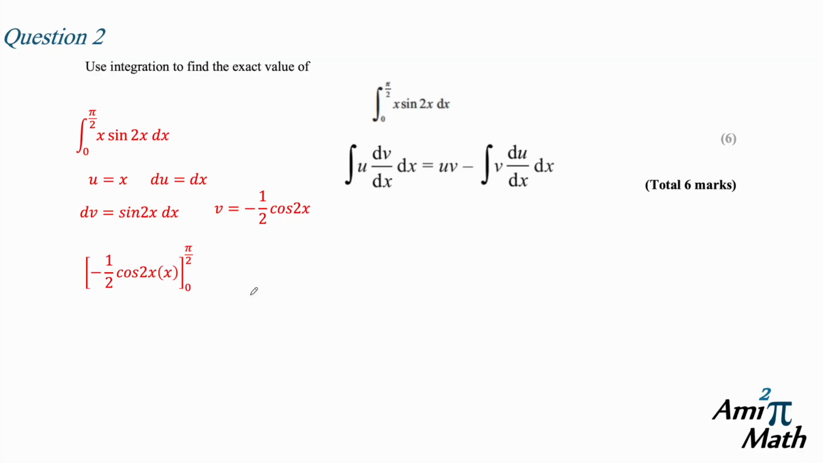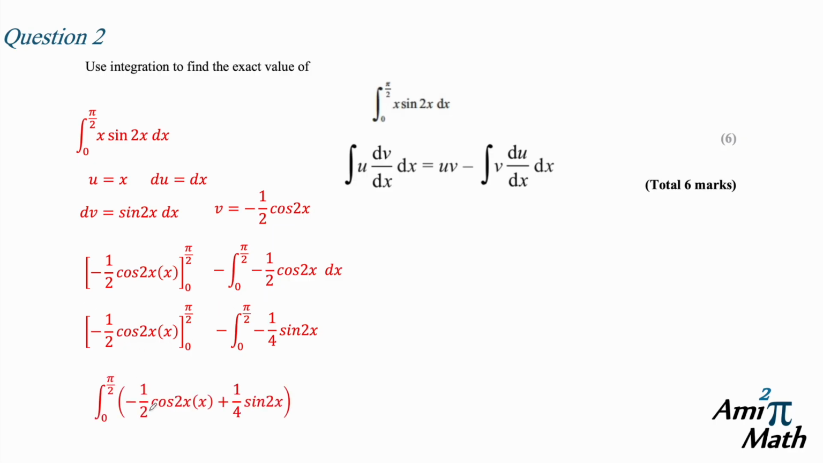So uv, so that will look something like this. And obviously we've got the limits that we need to take into consideration, and then we've got minus and then v here multiplied by dx, and that is integrated with the limits. So this stays the same, and then we need to integrate this. So this divides by 2, so we get minus 1 over 4, and then this turns into sine 2x. And now we can just minus these numbers, so you've got minus half x cos 2x plus 1/4 sine 2x.